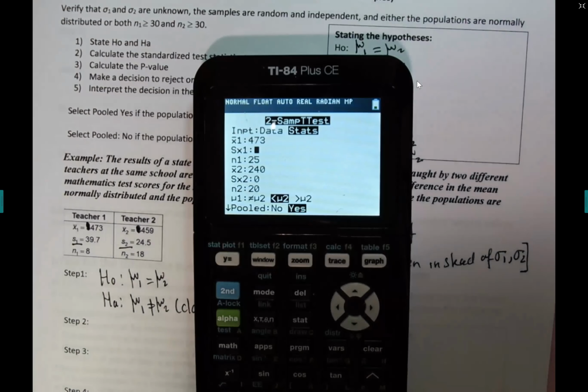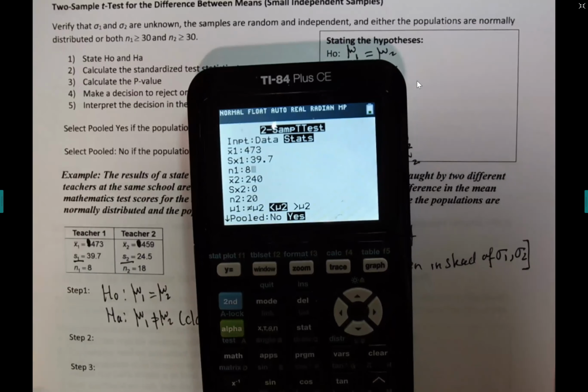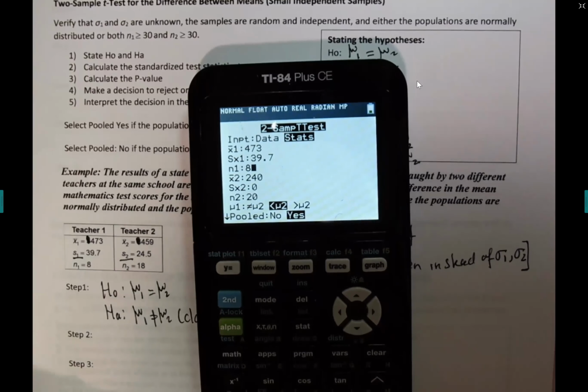He wants S1. You see, now it says S1, not sigma 1, because it's a t-test, 39.7. You see, the sample size is small. Usually when you do a t-test, you do it with a smaller sample size. 8.